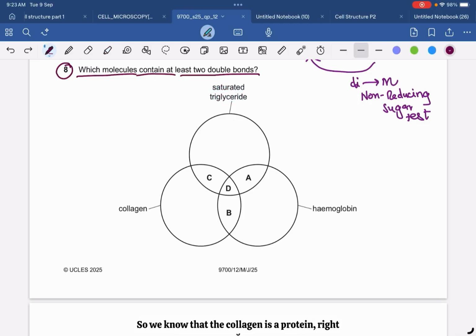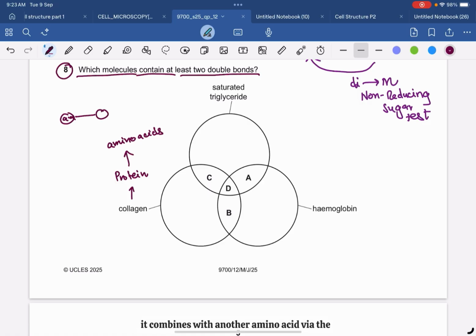We know that collagen is a protein, right? And if collagen is a protein, it must be made of a lot of amino acids, and we know how amino acids combine with each other. For example, if this is one amino acid, it combines with another amino acid via the peptide bond. And what is a peptide bond? Peptide bond is C double bond O NH.